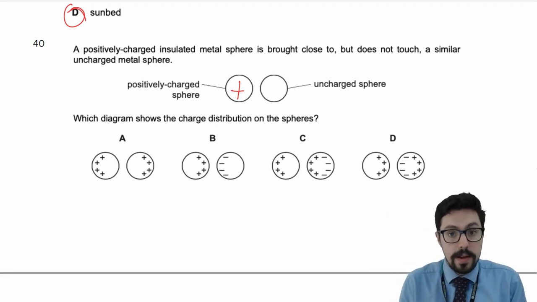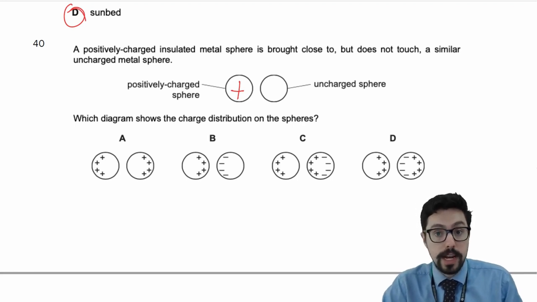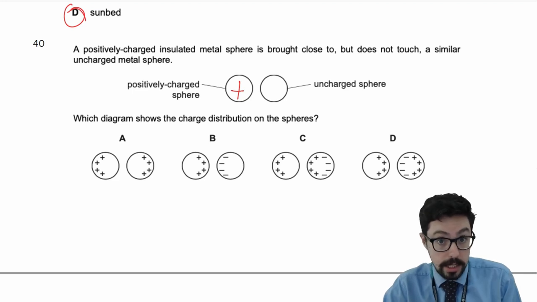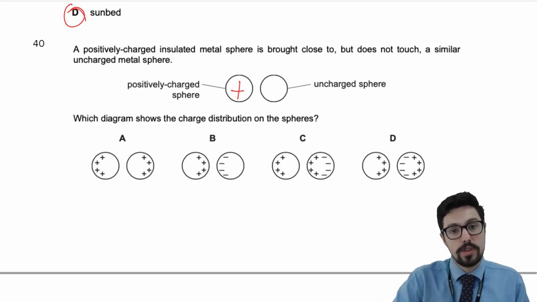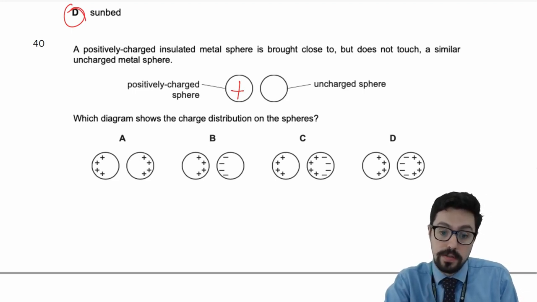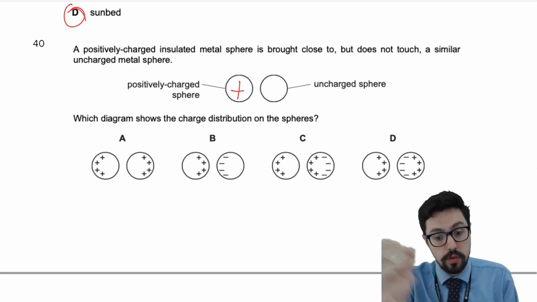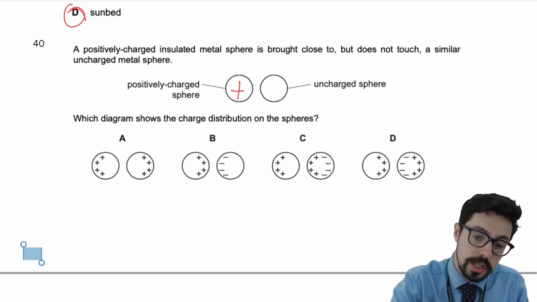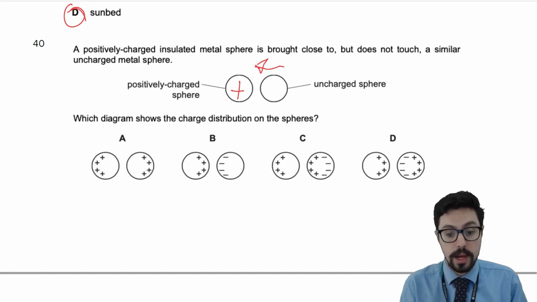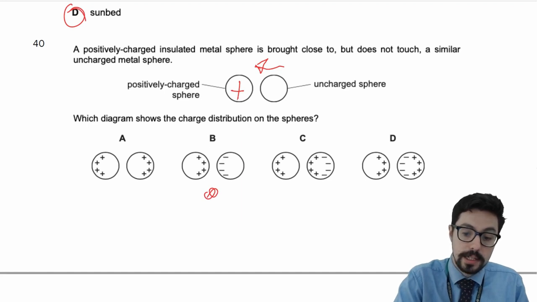In a metal sphere, metals have free moving electrons. Electrons are free to move in metal. Electrons are our negative charges, so we know the negative charges are free to move. If I bring a positively charged sphere near an uncharged sphere, I know the negative charges in it will be attracted. So negative charges in my uncharged sphere will move towards the positively charged sphere. Then which cases is that the case? I've got B and D.